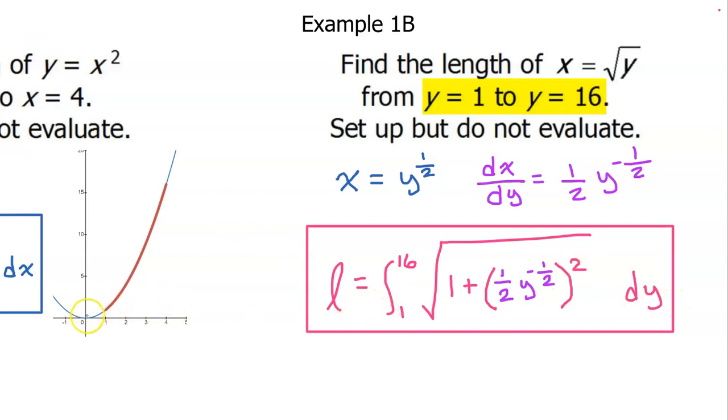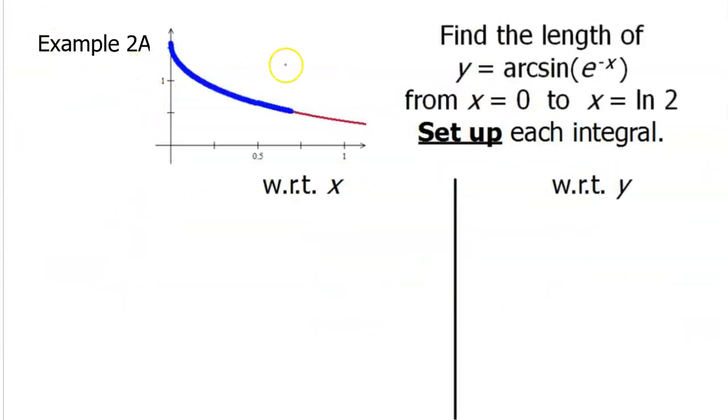Notice that this is the exact same length of the exact same curve from part A. Example 2a. Find the length of y equals arcsine e to the negative x from x equals 0 to x equals natural log 2. First, let's find the setup with respect to x.